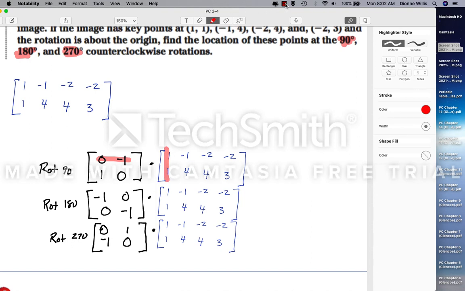Can you tell? Pause me and tell me what you think is happening. What I mean is, do you notice that this 0 is going to obliterate the current x value, and then this -1 is going to change the current y value to its opposite, therefore switching the y values for the x values, but the negative version. So when we do this multiplication dance here, we're going to end up with a -1, a -4, a -4, and a -3 for our x values.